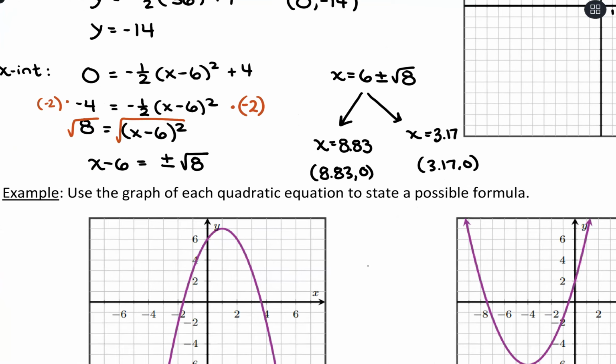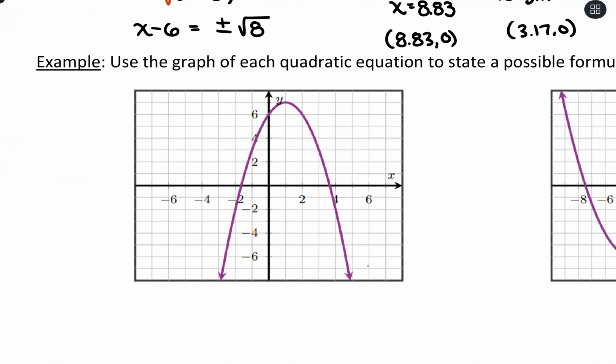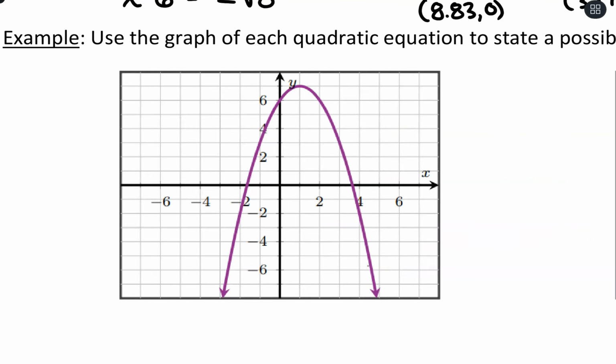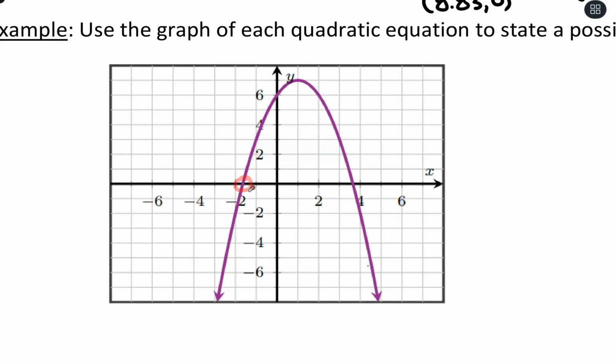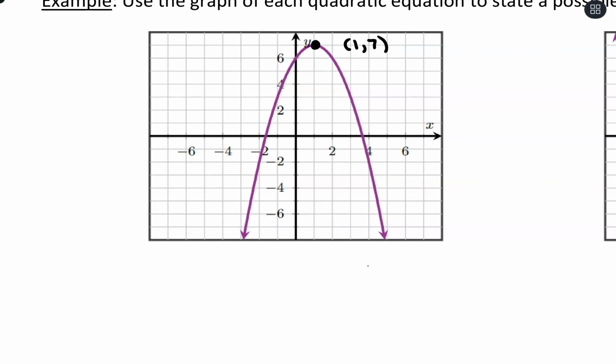Okay, so let's talk about, if we're given a graph, how can we make the quadratic equation? Now, I kind of go and look at the x-intercepts first, because if those are nice, I might go ahead and use the factored form, but that's not the case here. So instead, I'm going to focus on vertex form. So that's the coordinate 1, 7. So I would have y equals, I don't know what a is yet, but I would have a times x minus 1 squared plus 7.